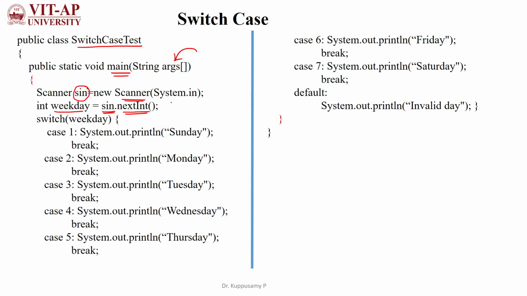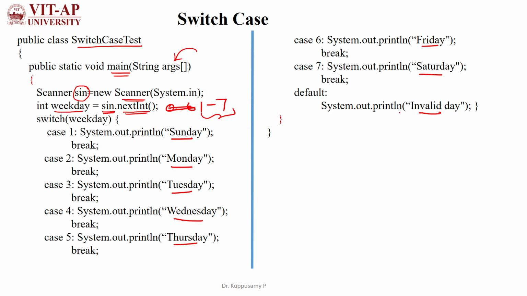So here I will enter an integer value from 1 to 7. If it is 1, Sunday; if it is 2, Monday; case 3, Tuesday; if it is 4, Wednesday; if it is 5, Thursday; 6 is Friday; 7 is Saturday. If you give a value out of the range 1 to 7, then you will get invalid day.